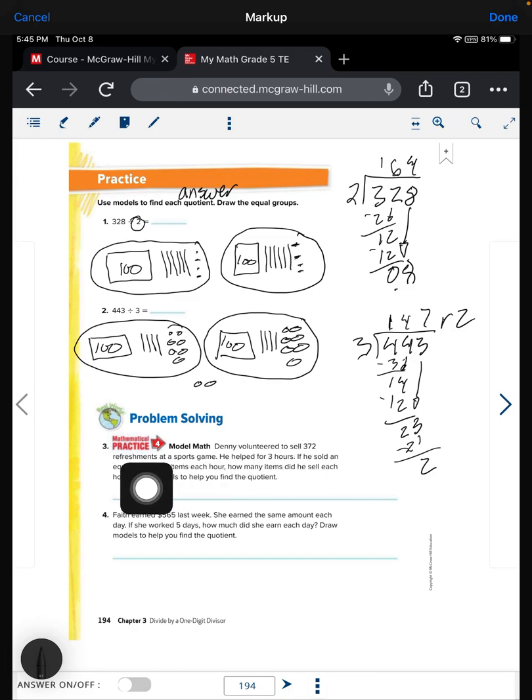Danny volunteered to sell 372 refreshments at a sports game. He helped for 3 hours. If he sold an equal number each hour, how many items did he sell for an hour? And draw your models. So we have this number and this number that we need to do. I'm going to do the original math over here.